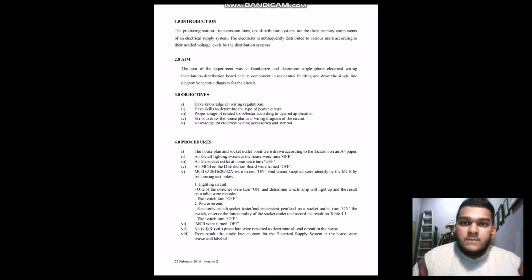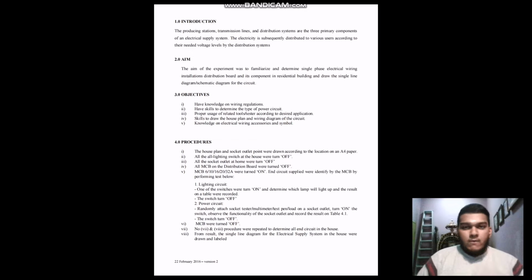Introduction. The producing station, transmission lines and distribution systems are the three primary components of an electrical supply system. The electricity is subsequently distributed to various users according to their needed voltage level by the distribution system.